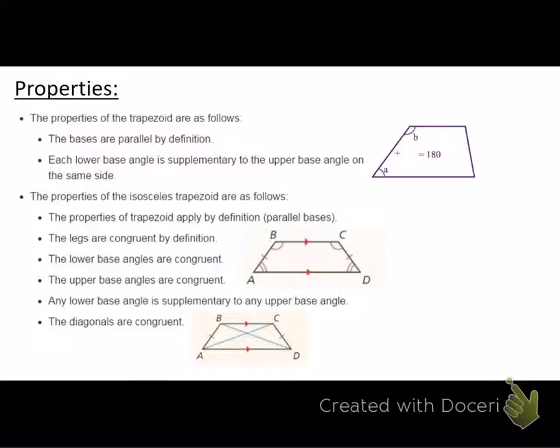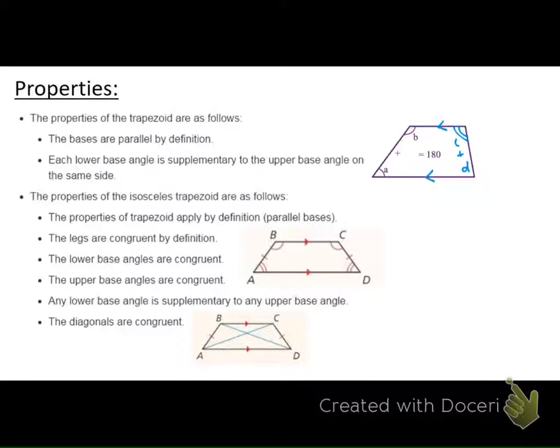The bases are parallel. Each lower base angle is supplementary with an upper base angle. So I'm going to call these C and D. So those are also 180. And those are just the properties of a trapezoid. So let's go through our trapezoid properties real quick here. Actually, let's talk about the isosceles.